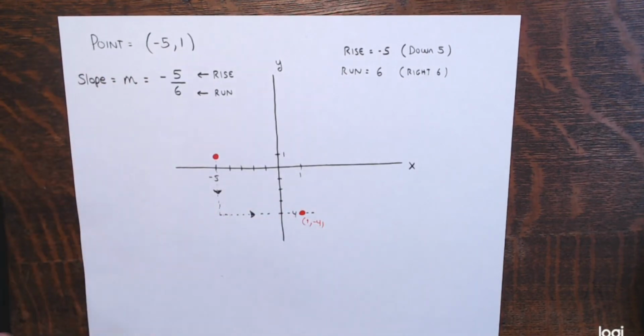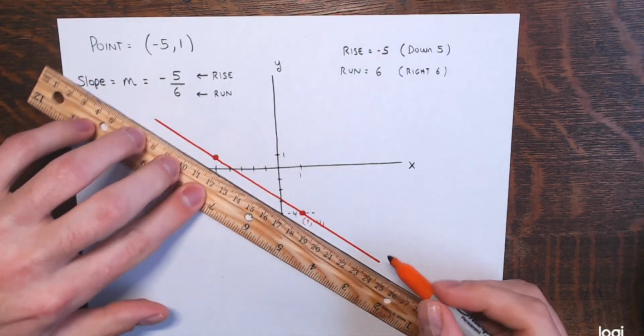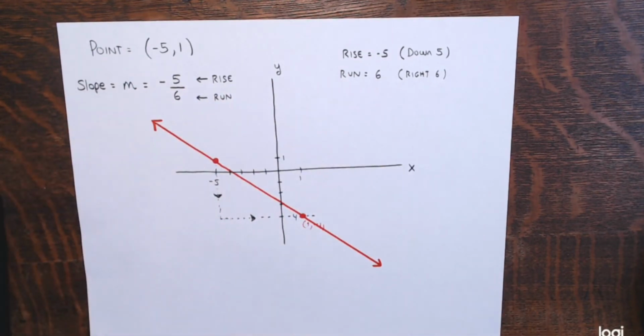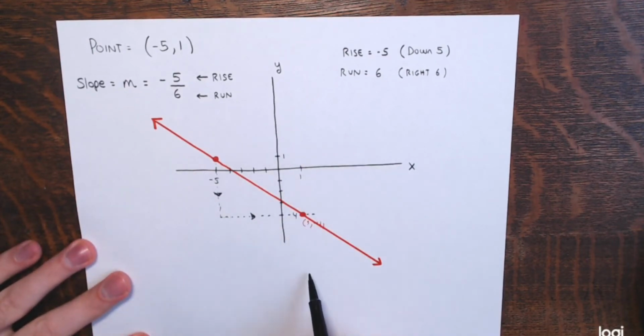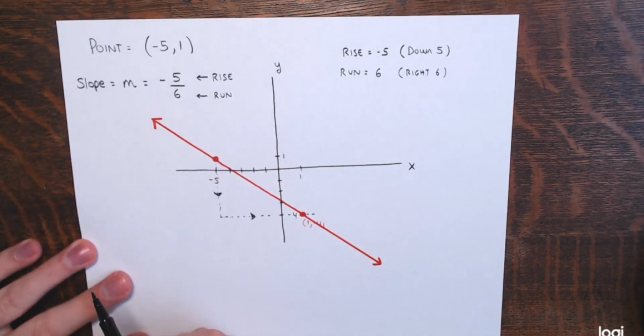And there we go. And that's all we need, right? All we need to graph a line is 2 points. And then I can draw the rest of the line through those 2 points. But that's what slope indicates: how to travel from one point on the line to another. And we could keep doing this. You can keep going down 5, right 6, down 5, right 6. Or you could go up 5, left 6, up 5, left 6, as long as you stay on this line.